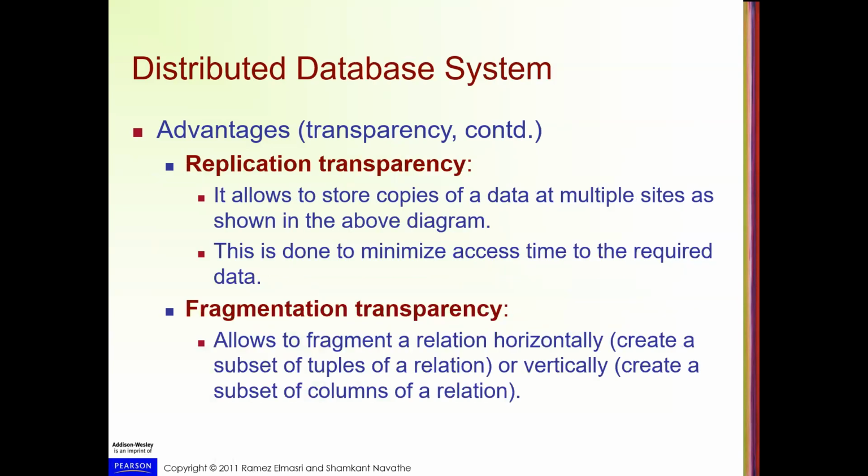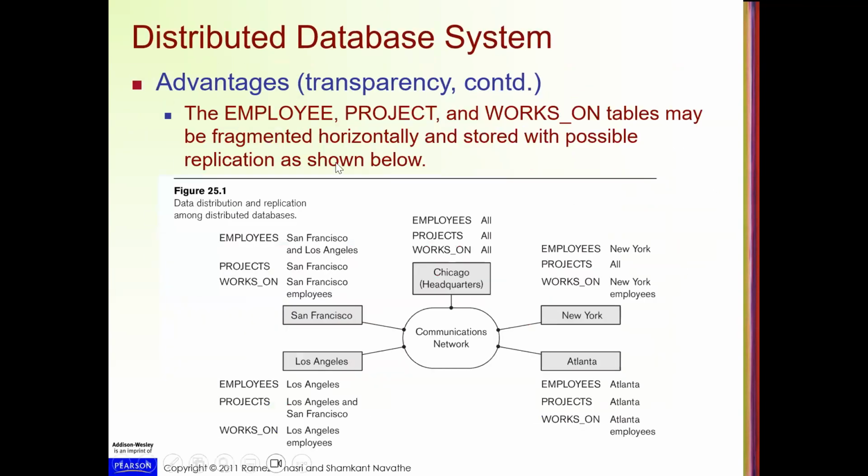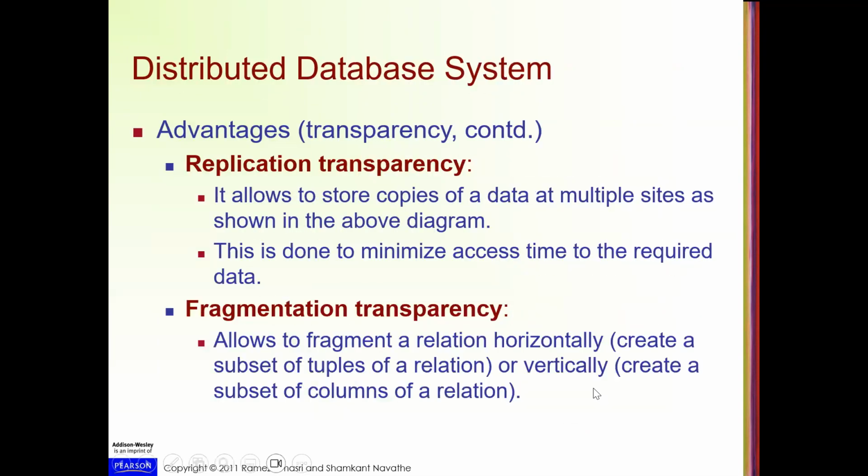Now, there's something called replication transparency. What does it do? It allows us to store copies of data at multiple sites. For example, here, the copy of the data belonging to San Francisco is stored inside the San Francisco branch. So a part of the big employee table is replicated here. Similarly, the Atlanta employees part of the table is replicated in the Atlanta branch, and so on. This is called replication transparency.